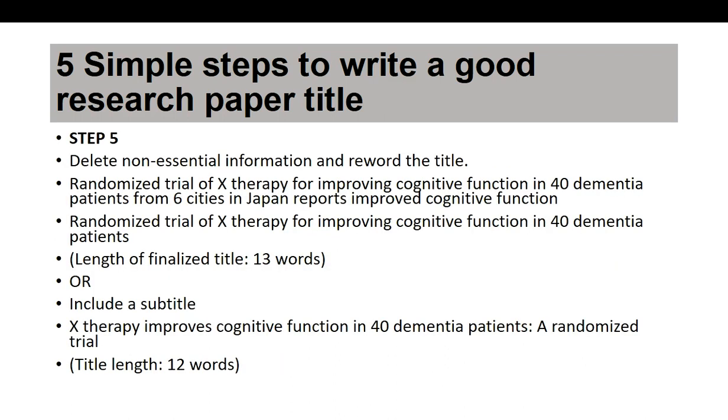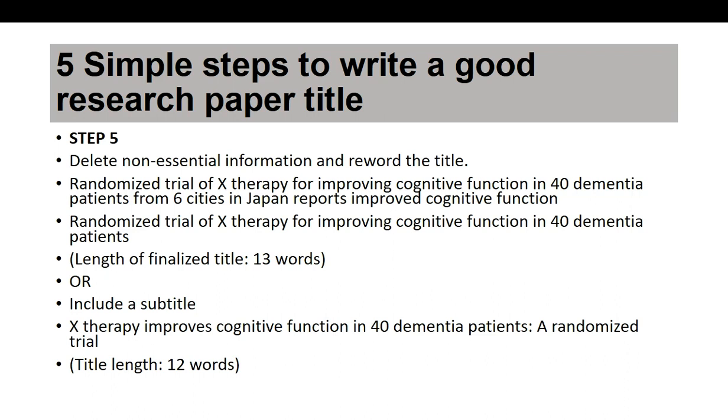And then the last step is, delete non-essential information and reword the title. Example here, randomized trial of X therapy for improving cognitive function in 40 dementia patients from 6 cities in Japan reports improved cognitive function. And then the researcher reworded the title again with randomized trial of X therapy for improving cognitive function in 40 dementia patients. So the length now is just 13 words.